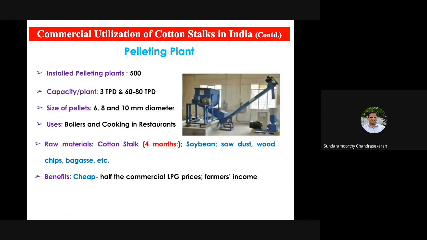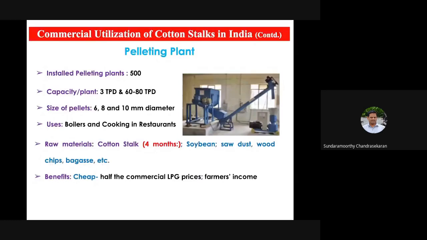And another aspect of utilization of this cotton stalk is making it into pellets. Pellets are nothing but the condensation of this raw material into a smaller size, because the briquettes are slightly bigger, with almost 90 mm diameter. Pellets are smaller and can be used in the cooking process, either in restaurants or in small-scale cooking, where we can use it as a renewable source.